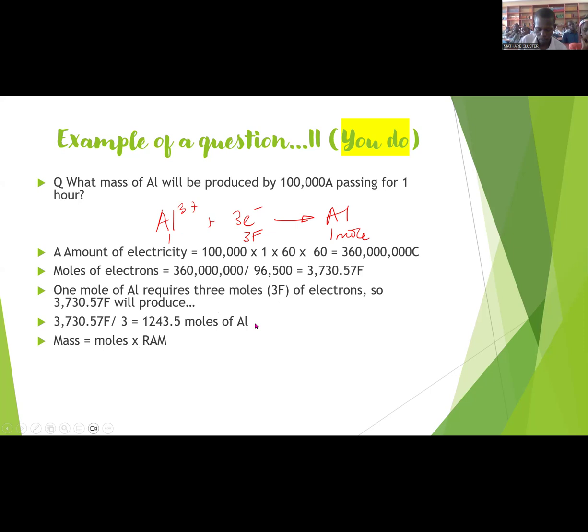I multiply that by 27 and I get 33,575 grams, or 33.5 kilograms. That's only enough to make 2,000 Coke cans. That's amazing. 100,000 amps for an hour only produces 2,000 Coke cans. That's a very expensive way of doing things.